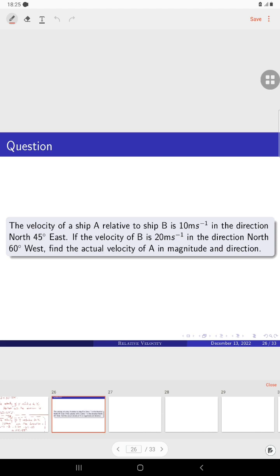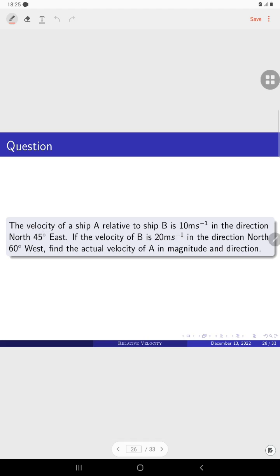This is an interesting question. So this time you are given the relative velocity. You are given one of the velocities and you have to find the other velocity. That is how this question looks like. So what do we do? Let's try and draw and express each of them first.